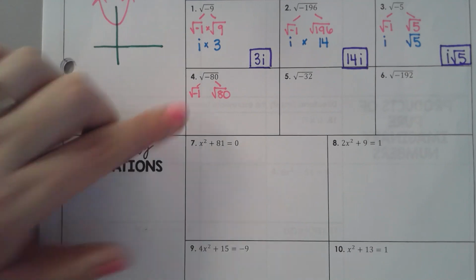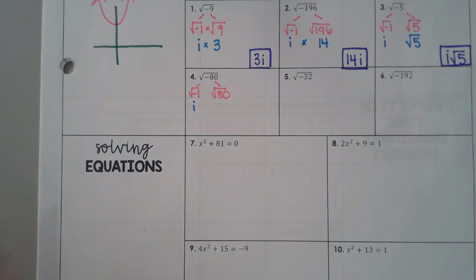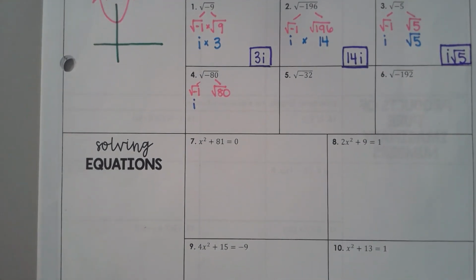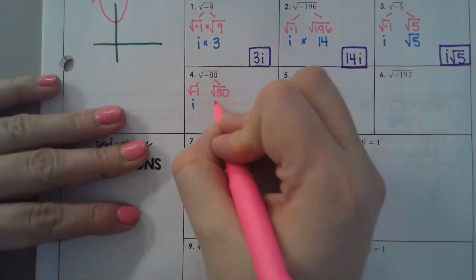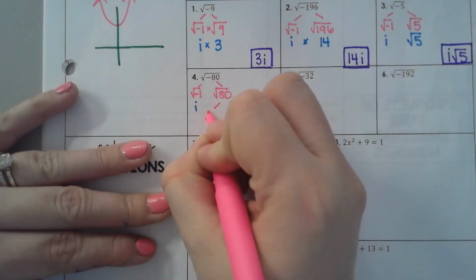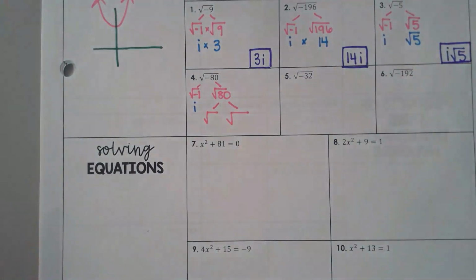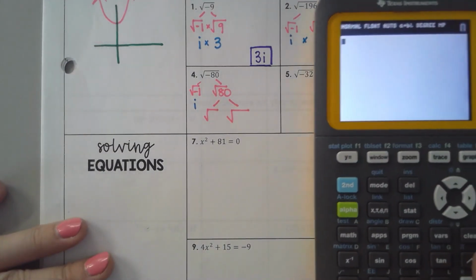What is the square root of negative 1? I. Is 80 a perfect square? No. Is there a perfect square that goes into 80? There is. So that means we have to split the 80 up. I want to know what the largest perfect square is that goes into 80.